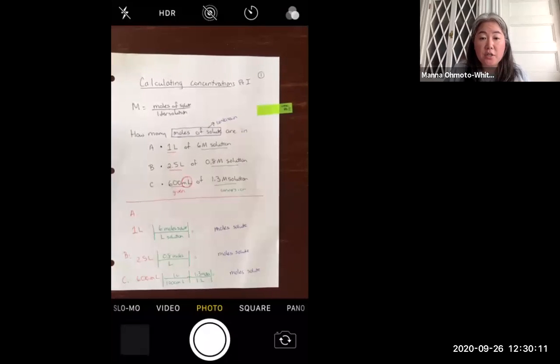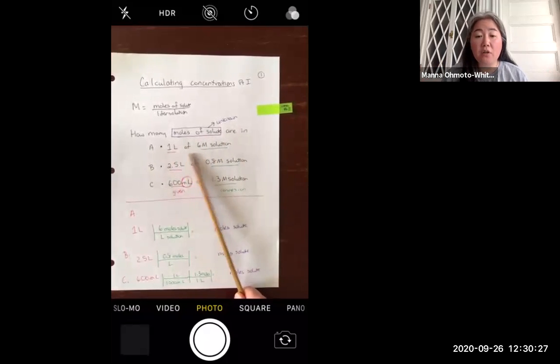Calculating concentrations. So this is using molarity and or molality, we'll just use molarity, to figure out an answer to a problem. So here's a couple of questions. How many moles of solute are in, part A, 1 liter of a 6 molar solution, 2.5 liters of a 0.8 molar solution, and 600 milliliters of a 1.3 molar solution?